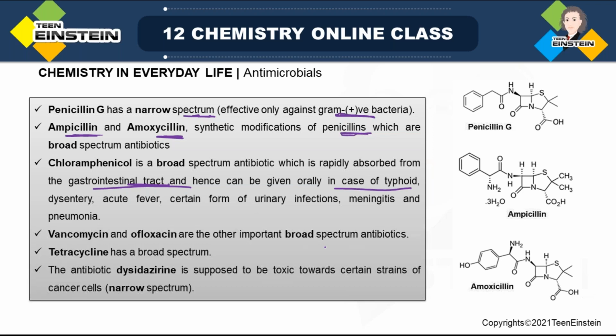Then we have vancomycin, ofloxacin. They are again broad spectrum. Then tetracycline, it is also broad spectrum. And the next example, decidazirin, it is supposed to be toxic towards certain strains of cancer cell. So towards certain strains of cancer cell means it is again narrow spectrum. Fine.